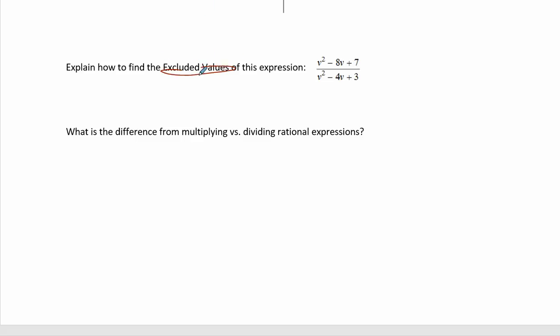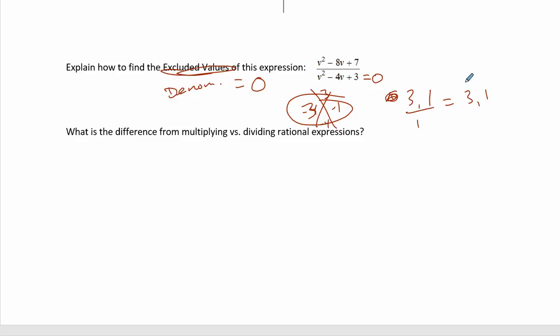So, excluded values, remember that's where the denominator makes 0. So I'm going to take the denominator, set it to 0. Well, it's a quadratic. So what do we know about quadratics? That means I can factor. Maybe. I don't know. We're going to see. So I get -4, -3 and -1. Now, because I equal 0, I'm going to take these values and flip them and then divide, and I get 3 and 1. So these are excluded values.